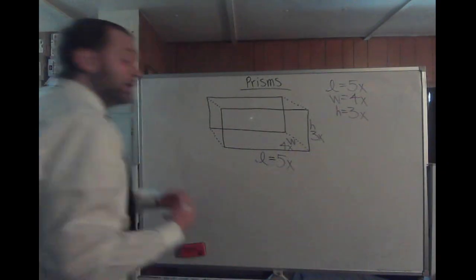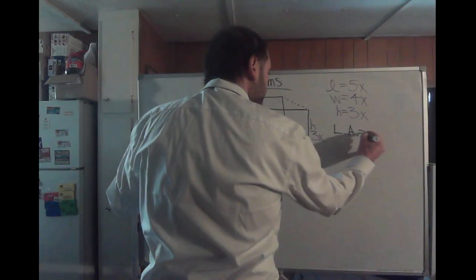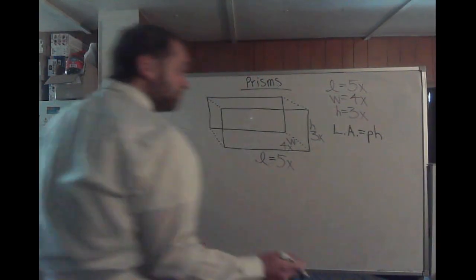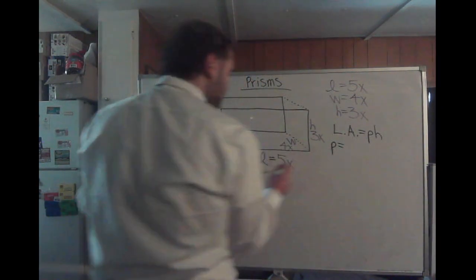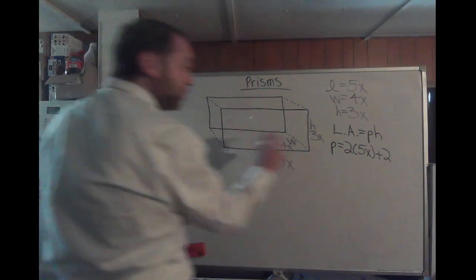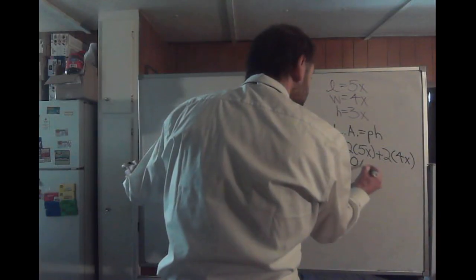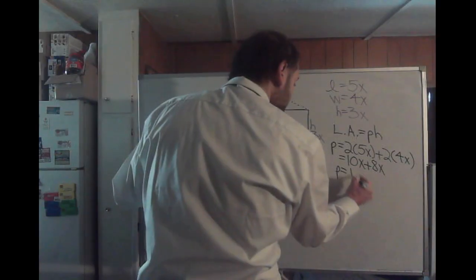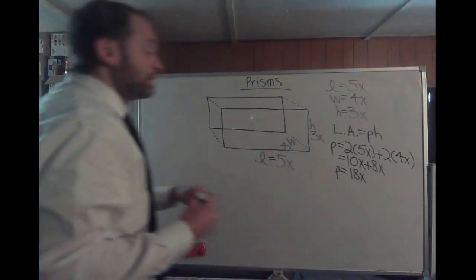Well, once again, what is the lateral area? The lateral area, of course, is equal to the perimeter of the base times the height of the prism. Well, again, your base is a rectangle, so the perimeter, of course, would be equal to 2 times that length of 5x plus 2 times the width of 4x, which would give you 10x plus 8x. So the perimeter of the base would be 18x. So we found the perimeter to be 18x.